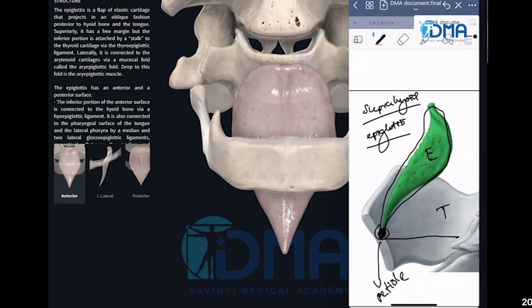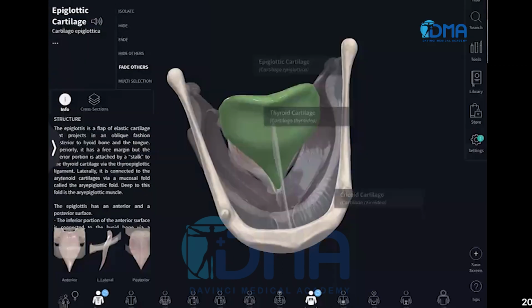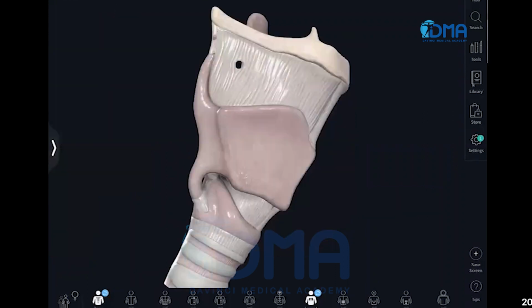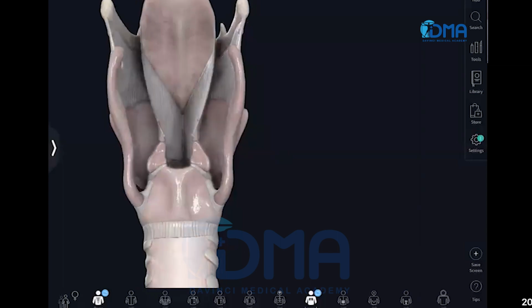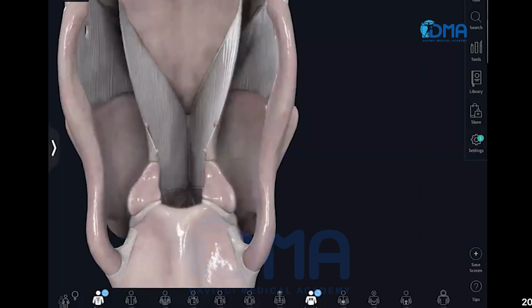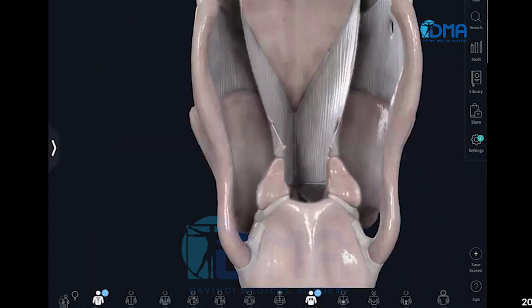If it is below the level of hyoid bone, it is called infrahyoid epiglottis. Okay. Now we are clear with three cartilages, three unpaired cartilages. Now we can go to other parts of this. Kindly pay attention to every part of this larynx. Now you can get back to the unpaired cartilages of this larynx.